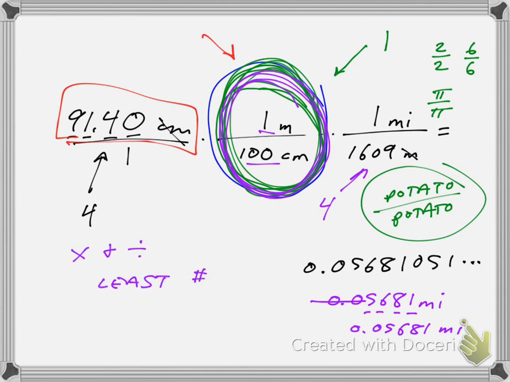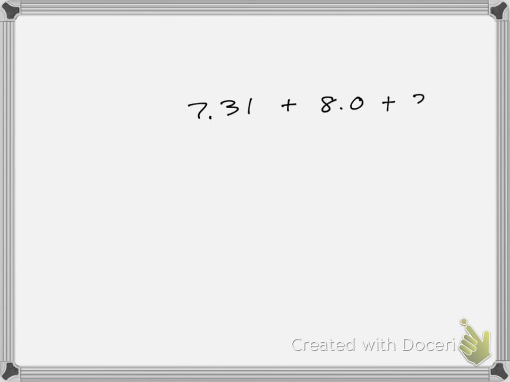And then again, there's the rule. When multiplying and dividing, it's the number of sig figs that matters. Whichever measured number has the least number of sig figs, that's how many you're going to keep in your final rounded answer. So what about adding and subtracting?